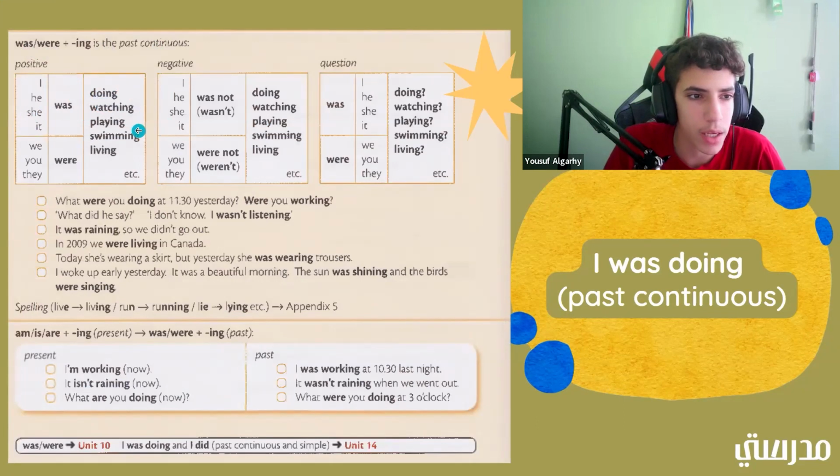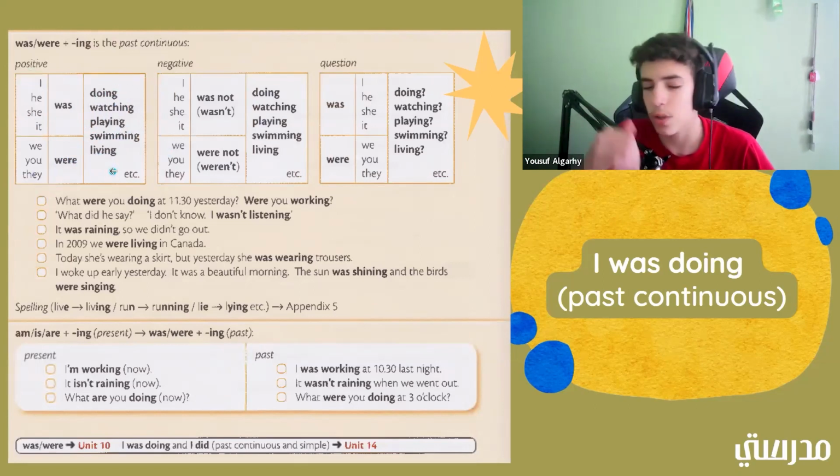She was playing. It was swimming. We were doing. You were living. And they were watching. So you can use any of these words with any of these words. I just read them in order.